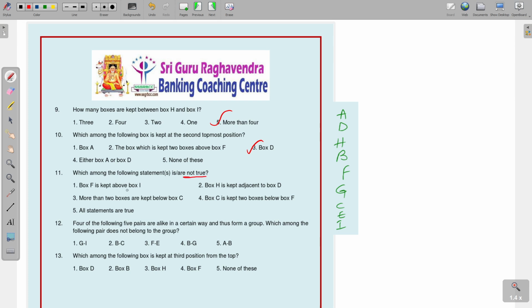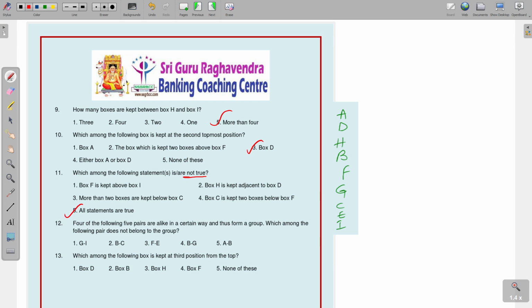Which among the following statements is not true? F is above I, correct, and H is kept adjacent to D. This is also correct. More than 2 boxes are kept below C? Only 2 boxes are kept below C. Box C is kept 2 boxes below F. So, C here and F. This is also correct. All statements are true.